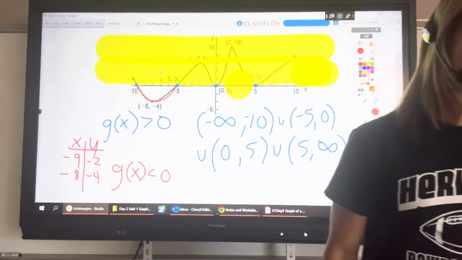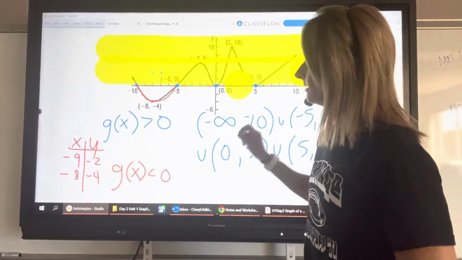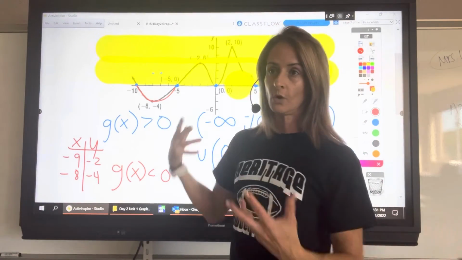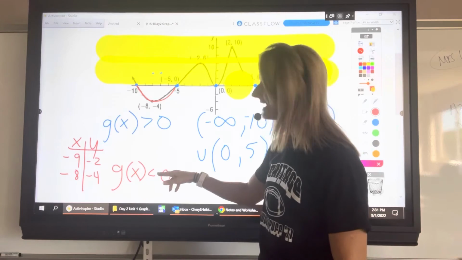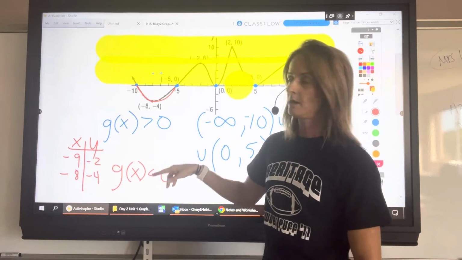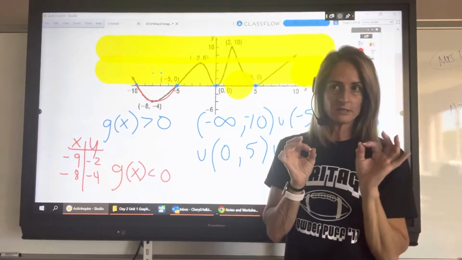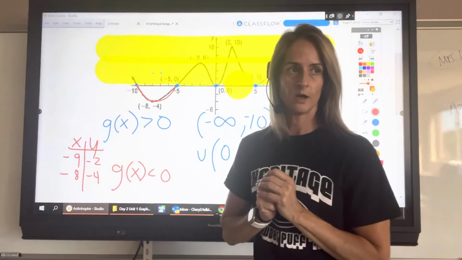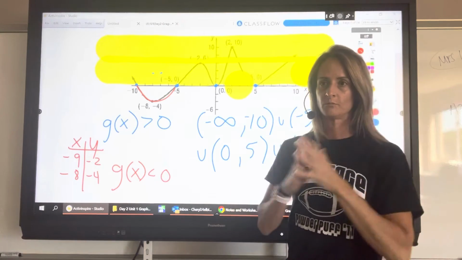And if the question said greater than or equal to 0, or less than or equal to 0, then the only difference is we would include the points where g of x equals 0 as well, and we'd put the bracket.